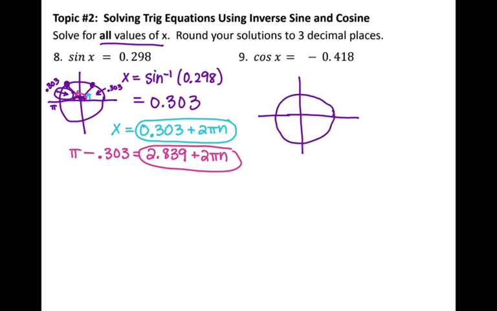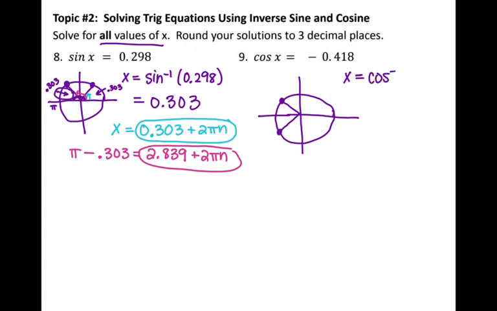All right, still looks a little weird, but that's okay. Cosine is my x-coordinate, and my x-coordinate is negative in this quadrant and this quadrant. So the angles that I'm trying to find are these two angles over here. Again, I'm going to go ahead and use the inverse trig function to solve for my first angle.